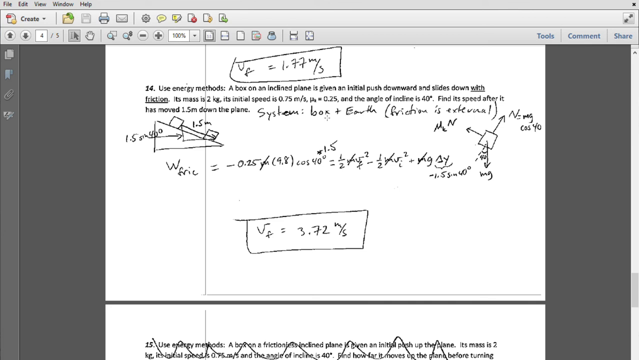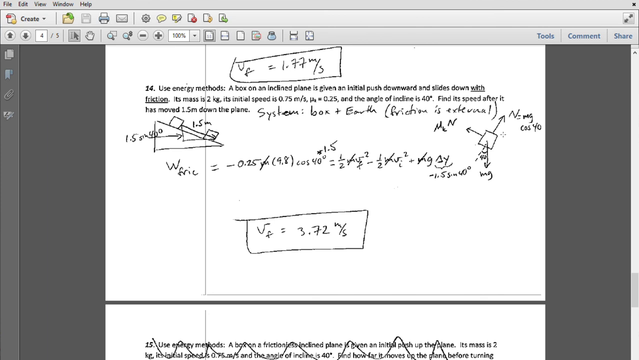So I'm going to take the system to be the box plus the Earth. We'll leave friction to be external, but take gravity to be internal. So the net work done by all external forces is just the work done by friction. It's a negative amount of work, and I've got to figure out what the friction force is, and I can do that using a little free body diagram over here.